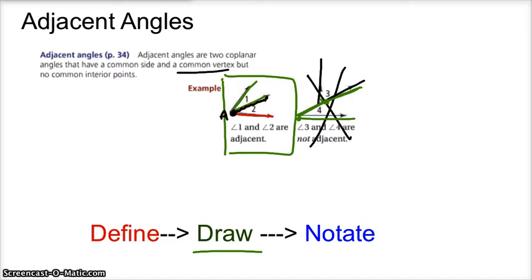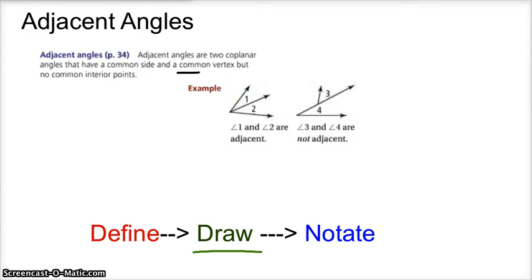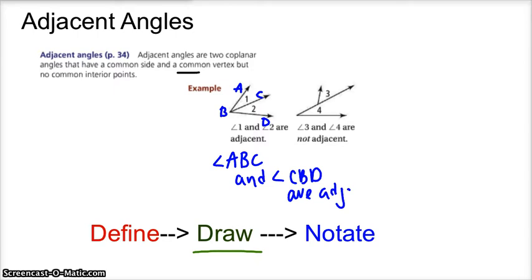When we talk about notation, angle 1 and angle 2 are adjacent, works fine. We've talked about naming angles by using letters. I could say angle ABC and angle CBD are adjacent. There's no special symbol other than an angle symbol, but you're going to need to use the word adjacent.